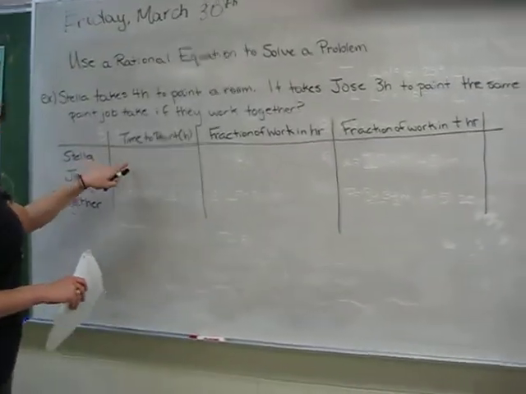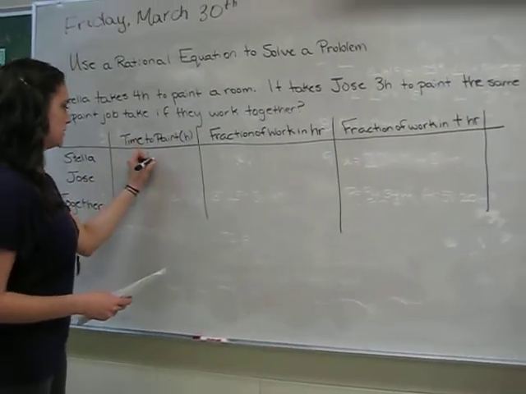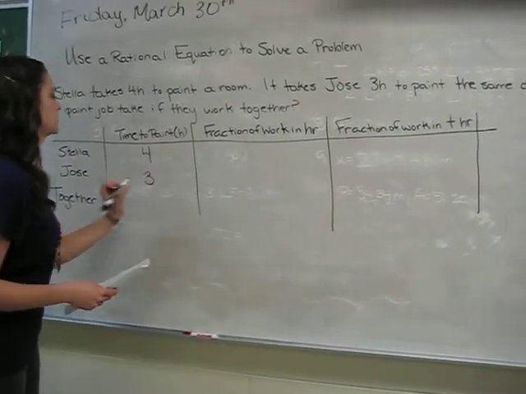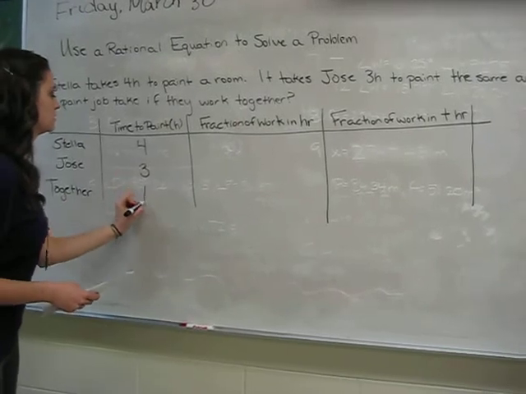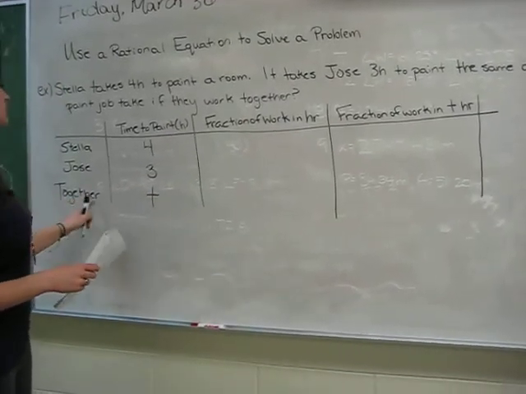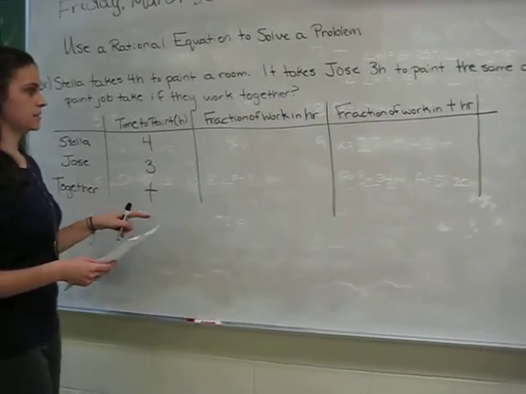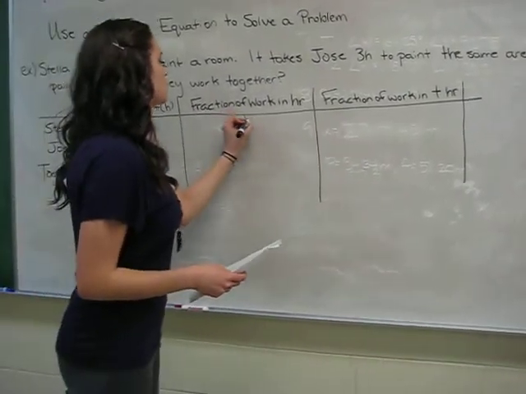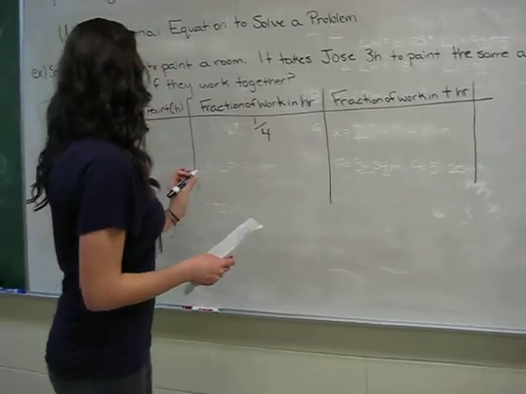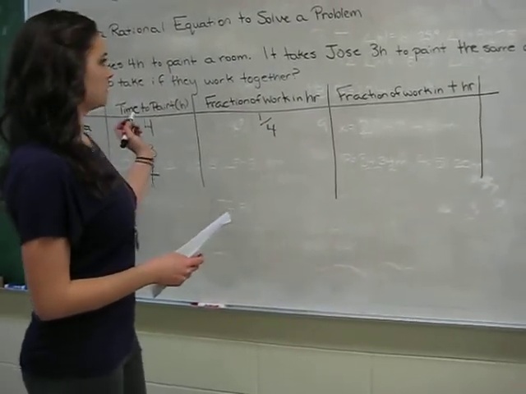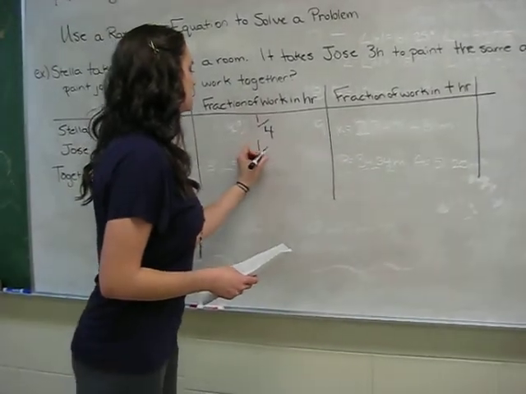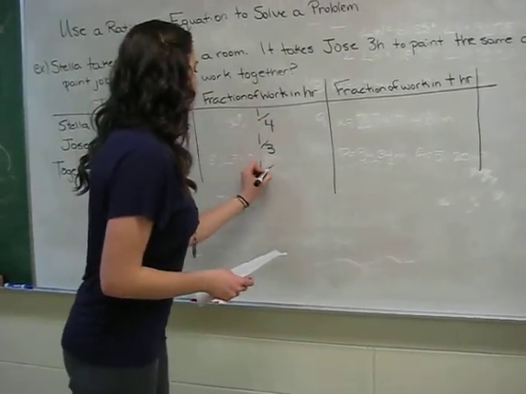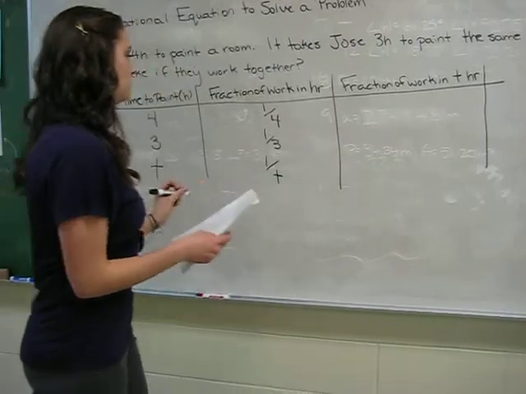So it takes Stella 4 hours to paint the room. It takes Jose 3 hours, and we're looking for T, or what it'll be together, so we'll let that be T. In an hour, if it takes her 4 hours to do it, she'll get a quarter of the work done. If it takes Jose 3 hours, he'll get a third of it done in an hour. And we don't know how long it'll take them together, so we write 1 over T.